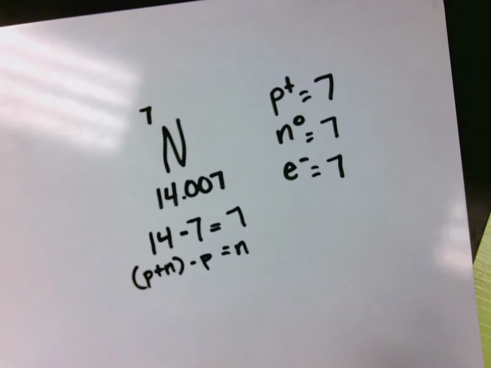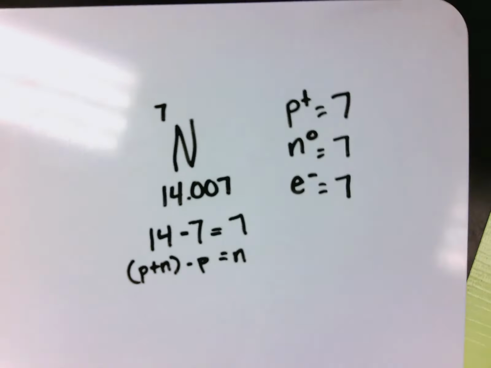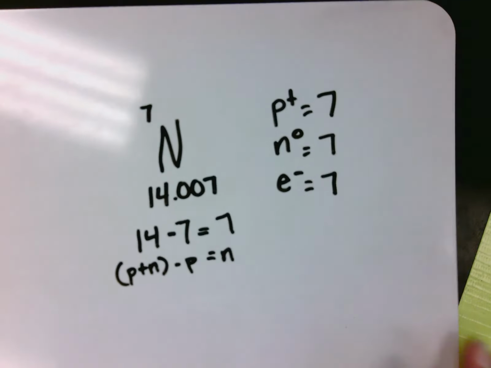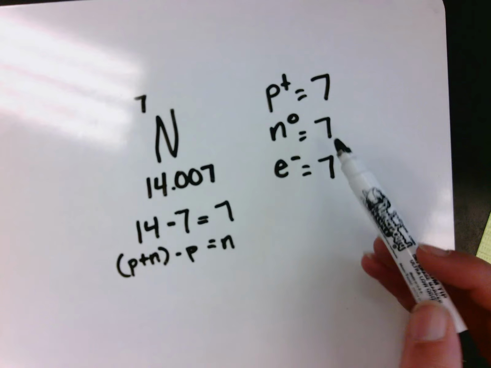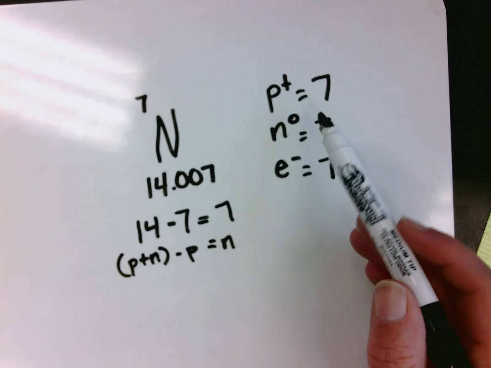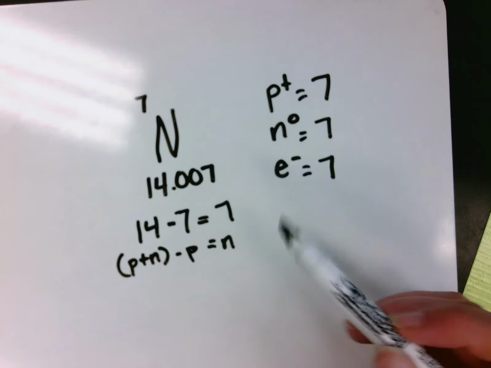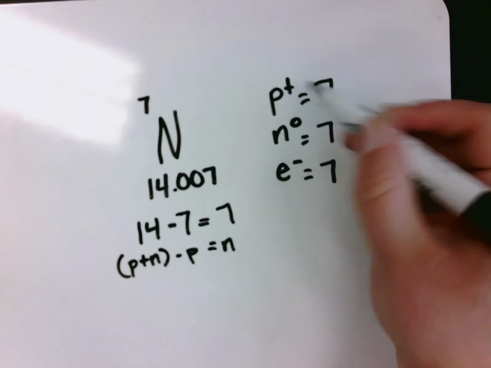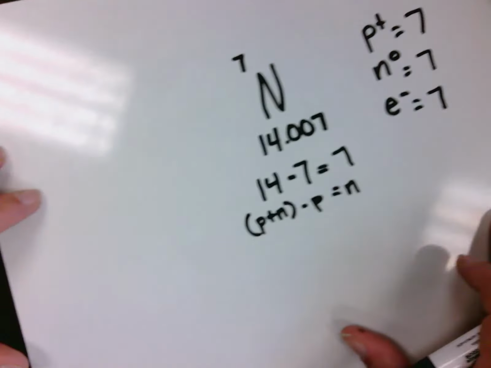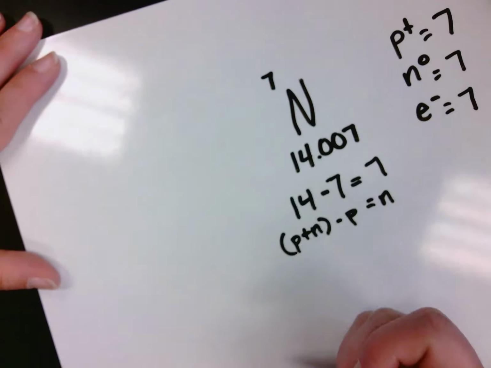Now in nitrogen, we happen to have a 7-7-7 situation. That's not always the case. You must calculate it every time because for a lot of atoms on the periodic table, the number of neutrons is not the same as the number of protons and electrons. So you have to calculate it every single time. Once I know this info, now I can go and start drawing a Bohr model of nitrogen.